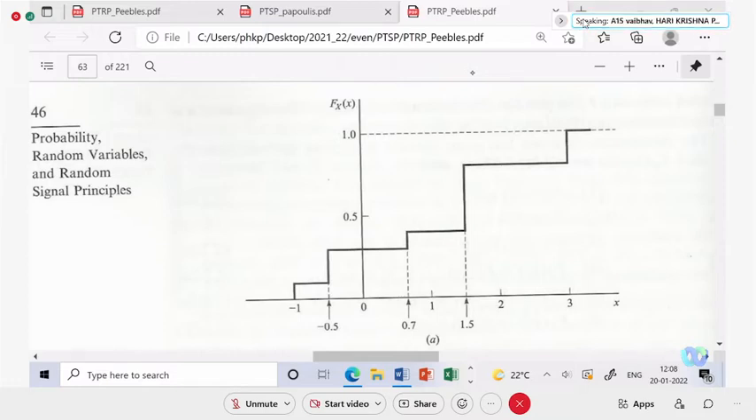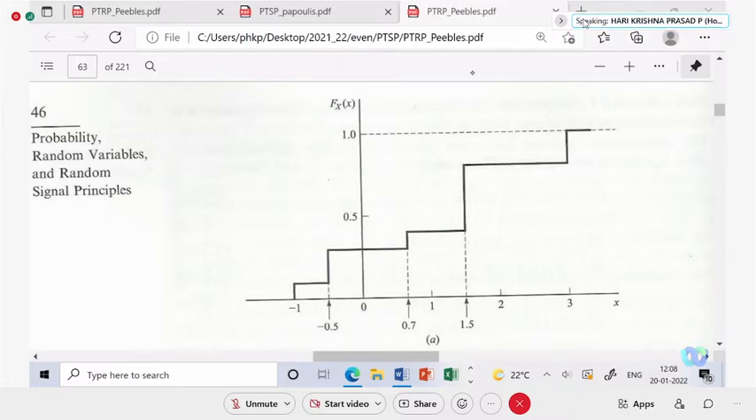The probability of 0.7 for the random variable is obtained from the difference between minus 0.5 and 0.7. Oh, okay. Yes, correct. Because x2 is on the higher side. Okay, correct.